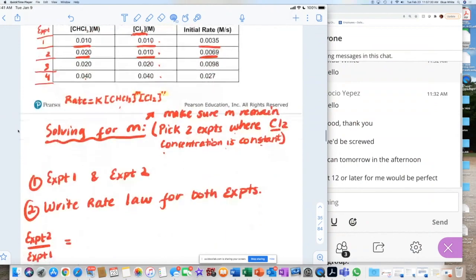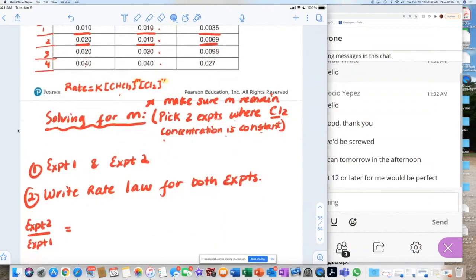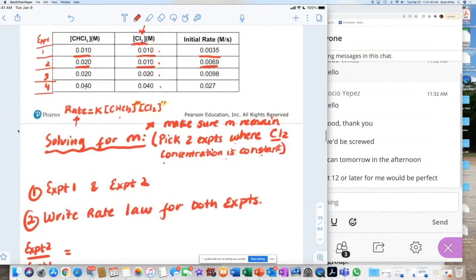Like solving for x, m, or n, we find the order in the general rate law. So we're going to be working out the rate for experiment two. If a reaction is zero order, the reaction rate does not depend on the reactant concentration.